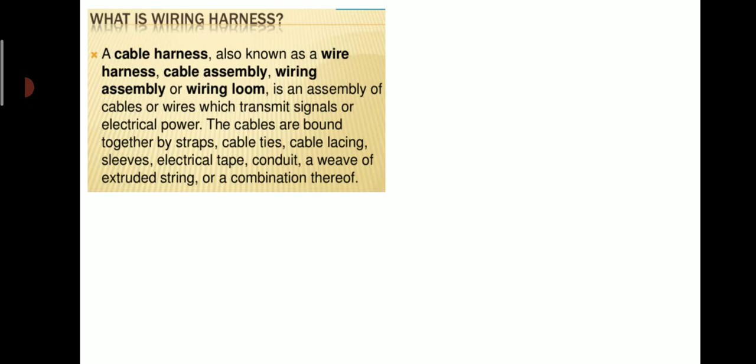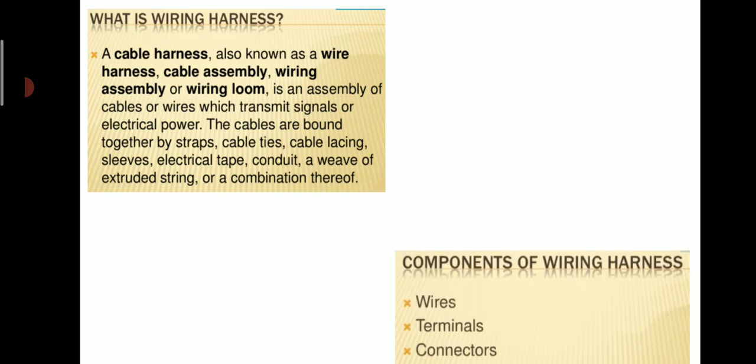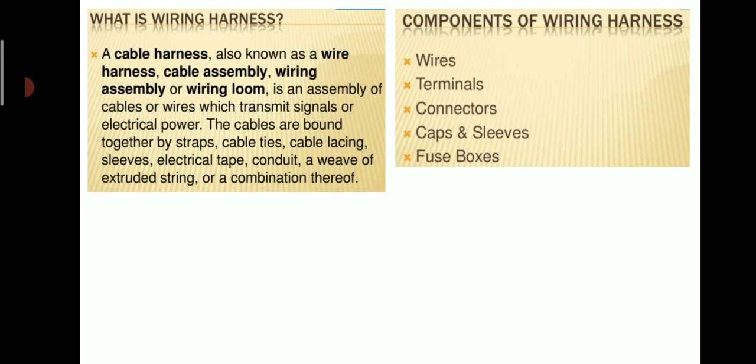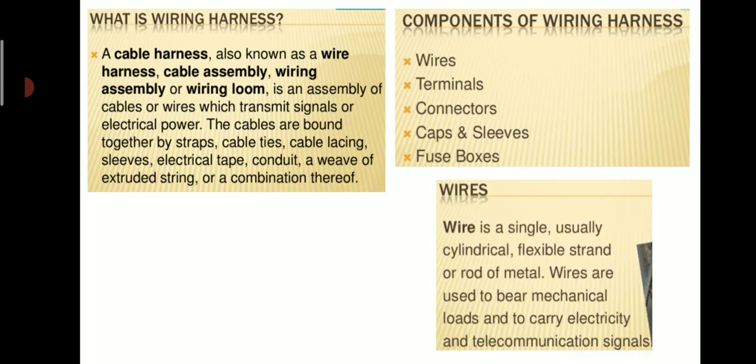The cables are bound together by straps, cable ties, cable lacing, sleeves, electrical tape, conduit, a weave of extruded string or a combination thereof. These are the components of wiring harness: wires, terminals, connectors, caps and sleeves, fuse boxes. A wire is a single, usually cylindrical, flexible strand or rod of metal. Wires are used to bear mechanical loads and to carry electricity and telecommunication signals.